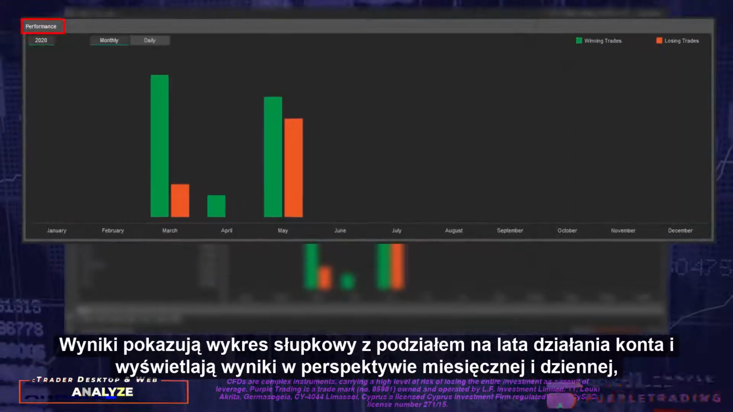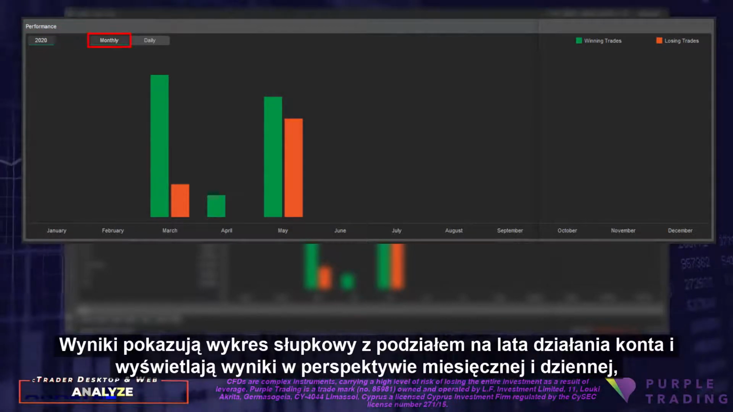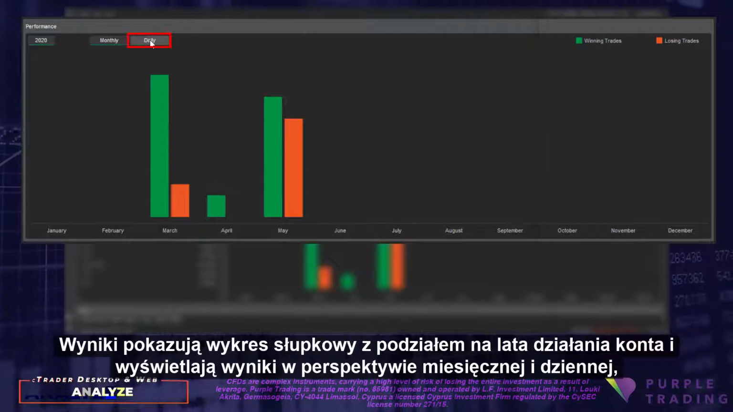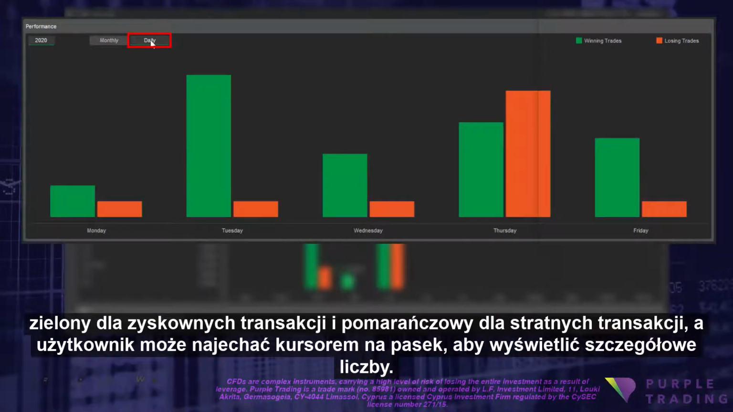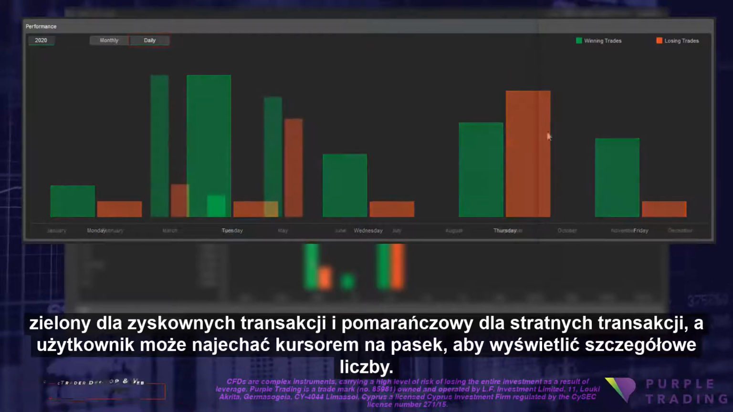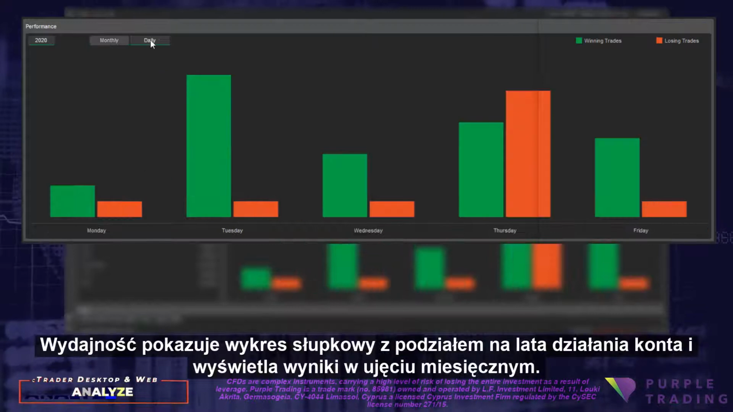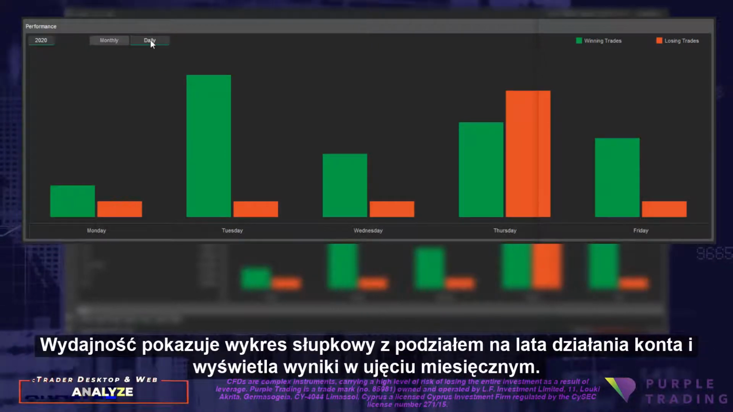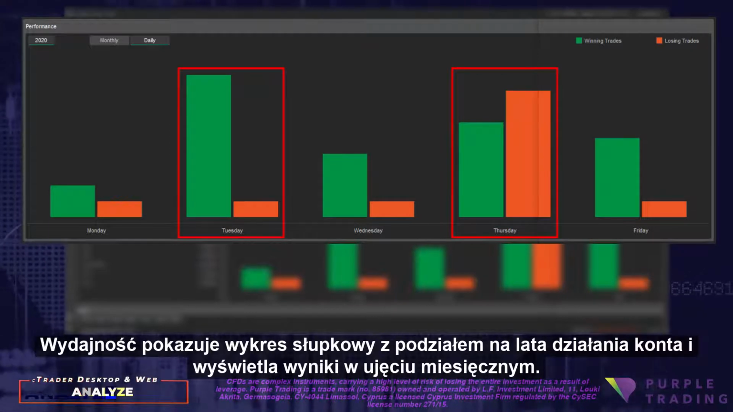Performance shows a bar graph looking at the years the account has been operating and displays results in monthly and daily perspectives, showing green for winning trades and orange for losing trades, and you may hover over a bar to see the figures. For example, this trader seems to be doing much better on Tuesdays than Thursdays, and we can see specifics by hovering over the bar.